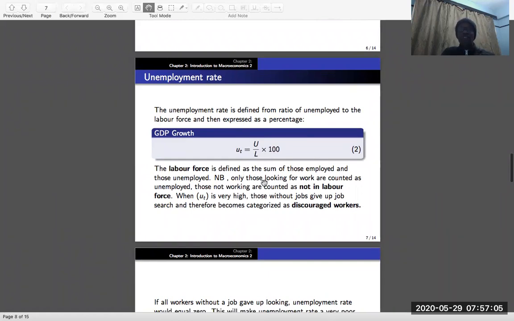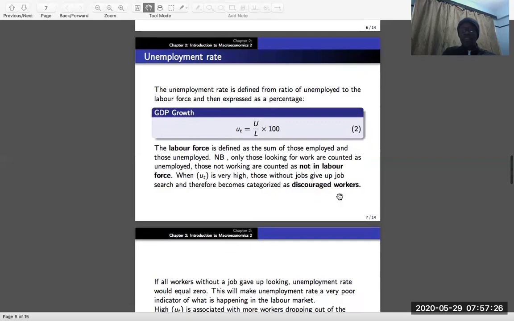So what's the labor force? It's defined as the sum of those employed and those unemployed. And only those looking for work are counted as unemployed. Those not working and not looking are counted as not in the labor force. When unemployment is very high, those without jobs give up the job search and therefore become categorized as discouraged workers.